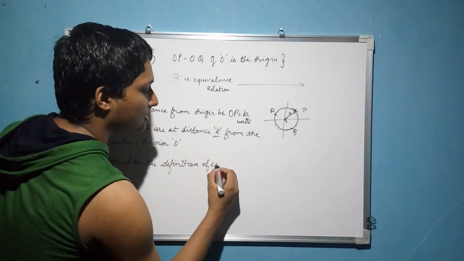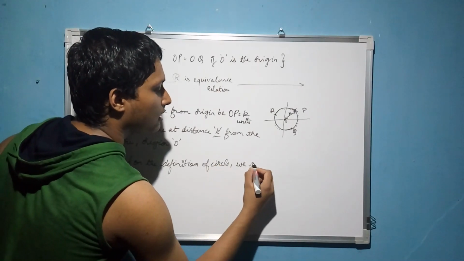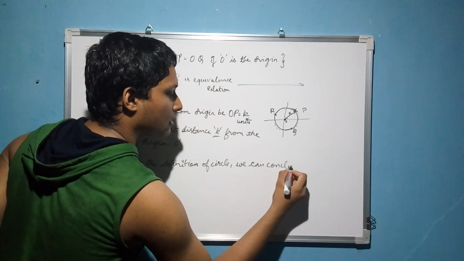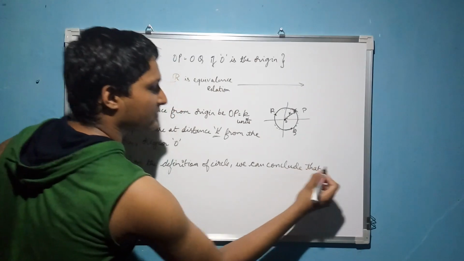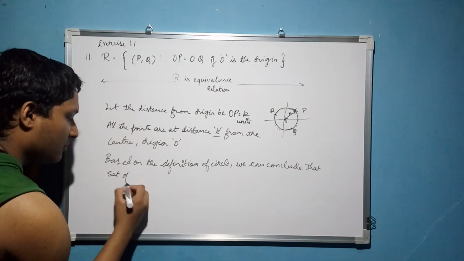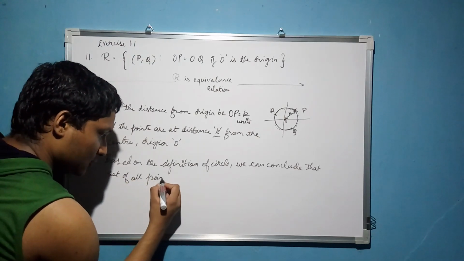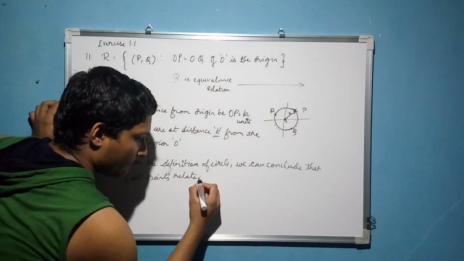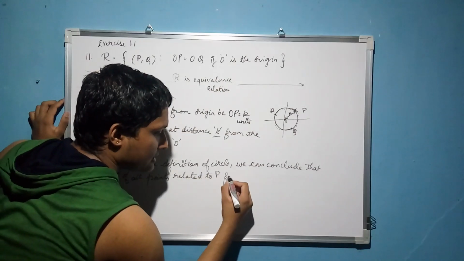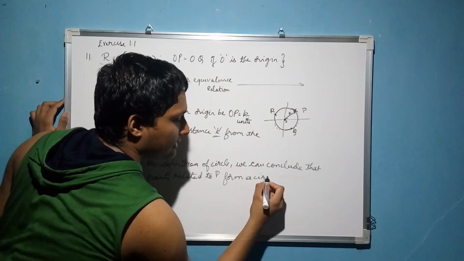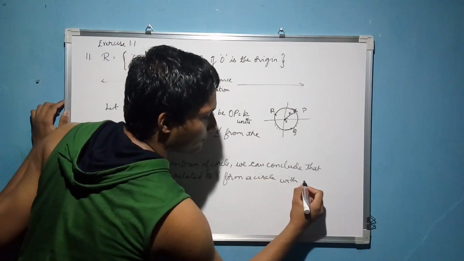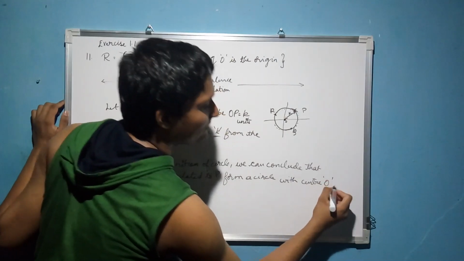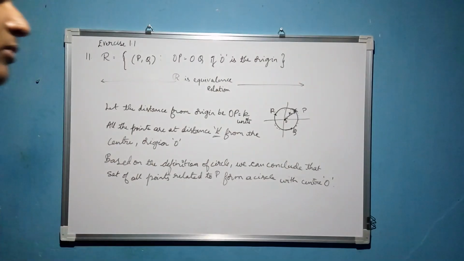Based on the definition of the circle, we can conclude that the set of all points related to P form a circle with center O. I hope you get it. Here the center is O and all the points are equidistant from the center. Right? That's what you need to understand. That's how they form the circle. We will go to the next question.